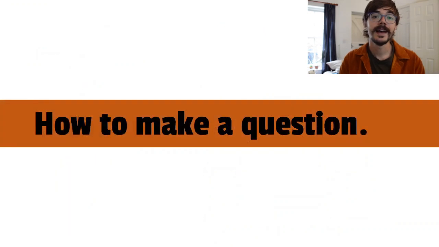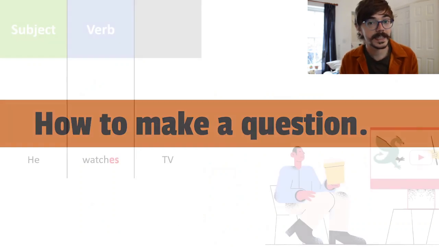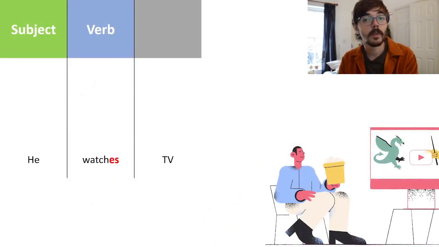Now let's look at how to make a question. So first of all, let's take a simple sentence. He watches TV. Notice again we have es on watches because it's the he, she, it form. And watch ends in ch, so it takes es. He watches TV. Now let's give him a name. Let's say Camille. Camille watches TV.